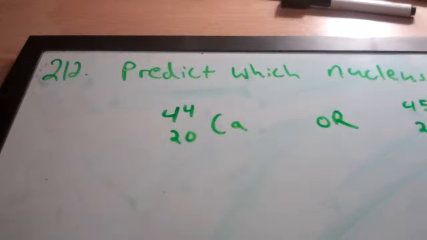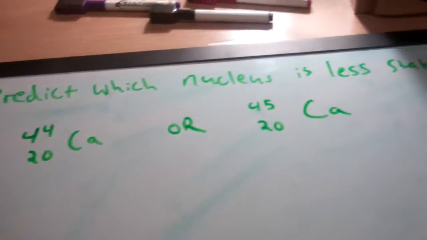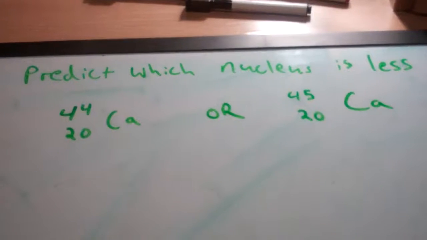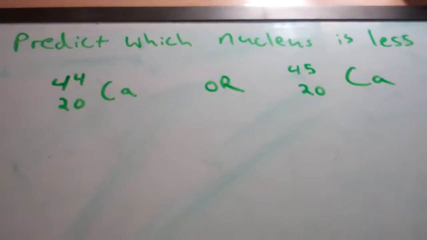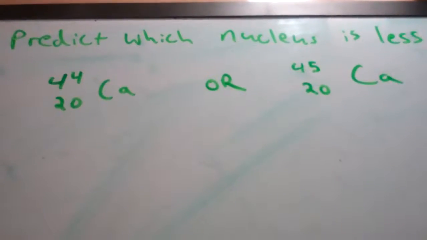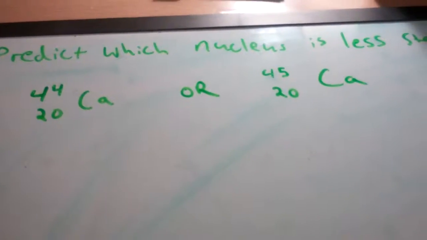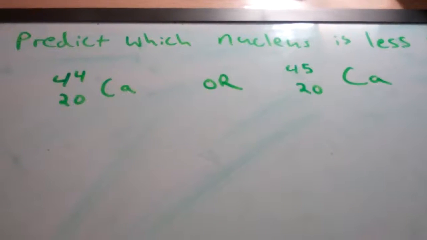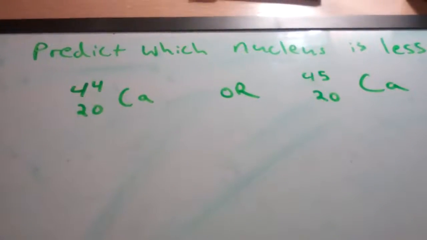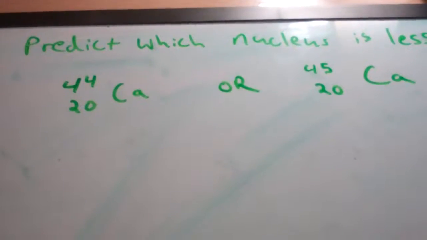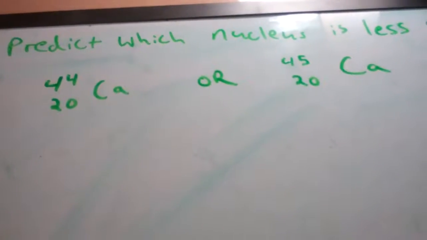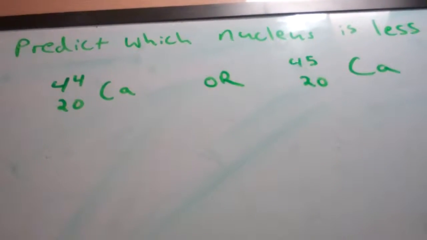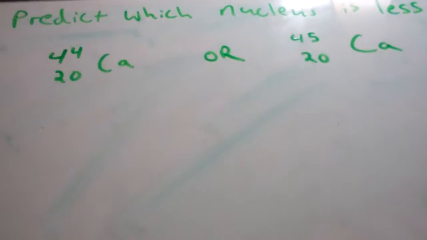Okay, so number 212 here. Predict which nucleus is less stable. We got these two isotopes here. So a general guideline on how to predict which nucleus is going to be less or more stable is depending on how radioactive it is. So the more radioactive an element is, the less stable it's going to be. Therefore, if it's non-radioactive, it's going to be more stable.